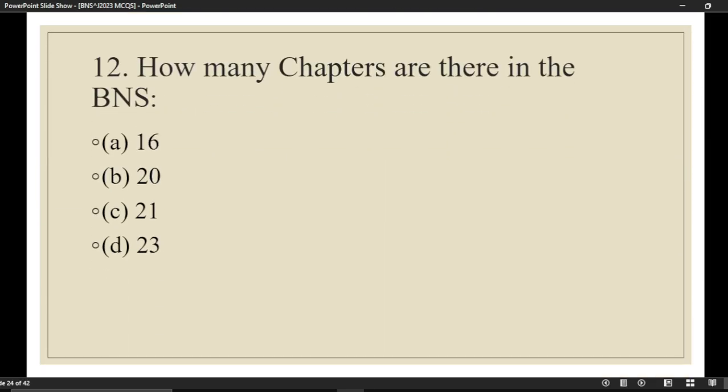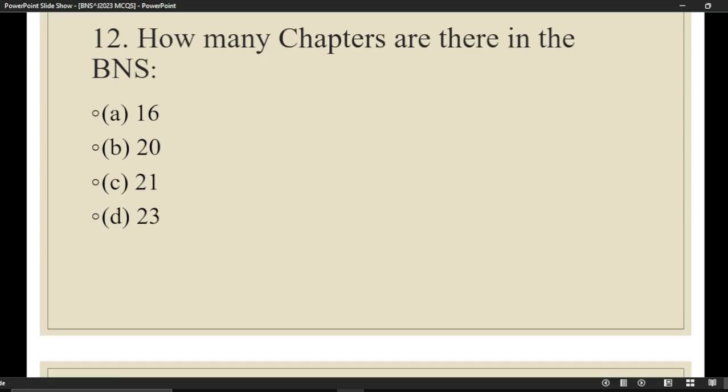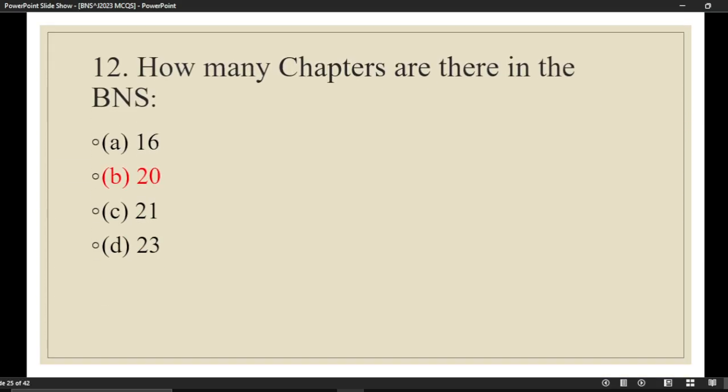Question 12. How many chapters are there in the Bharatiya Nyaya Sanhita? And the correct answer to this question is option number B. That is, there are a total of 20 chapters under the Bharatiya Nyaya Sanhita 2023.